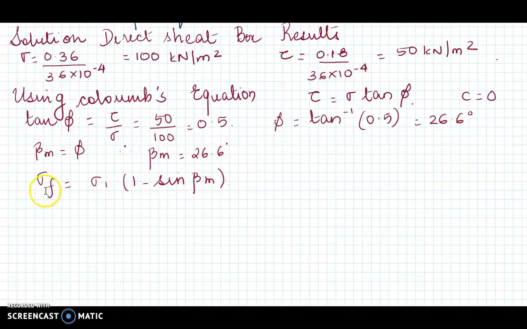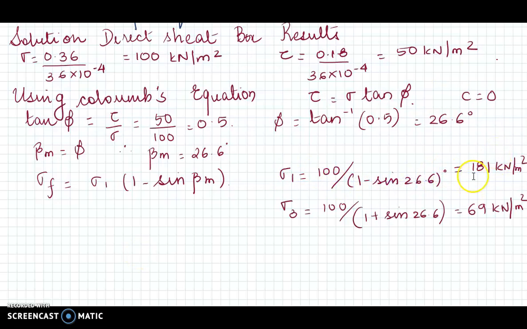Now, do we know what is sigma f? Normal stress at failure? Yes, it is given to us, no? 100 kN per meter square. So I substitute this, I get sigma 1 is equal to 100 upon 1 minus sine of 26.6 degrees. That you will get as 181 kN per meter square. Sigma 3 will be 100 divided by 1 plus sine of 26.6, that is 69 kN per meter square.